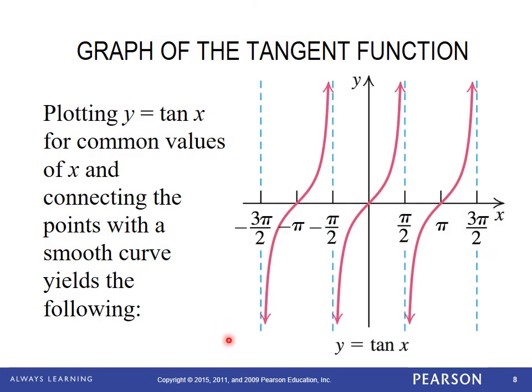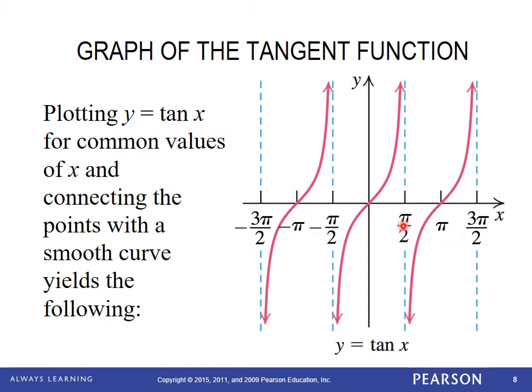So let's review those properties that we had before on the previous slide. Does tangent have a period of pi? It sure does. Notice it starts repeating itself. So from negative pi over 2 to pi over 2, once this is done, it's going to repeat itself again and again. So instead of having 2 pi as the period, like for sine and cosine, now we just have pi.